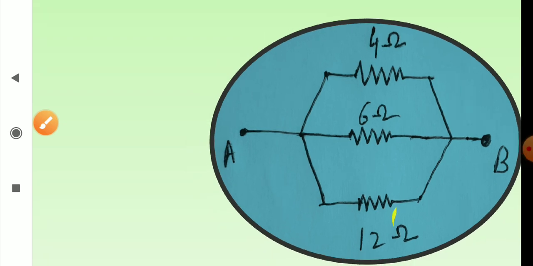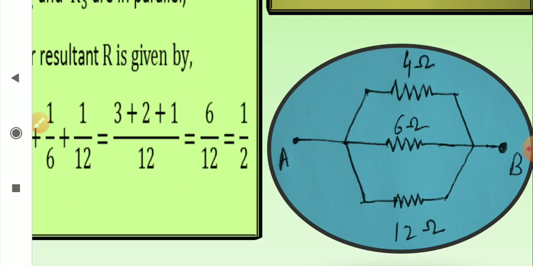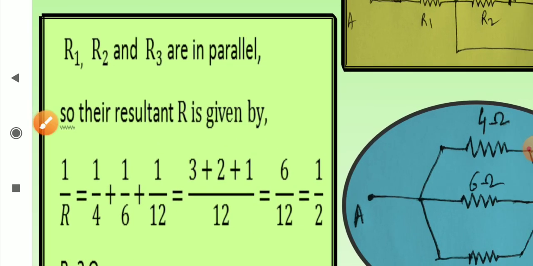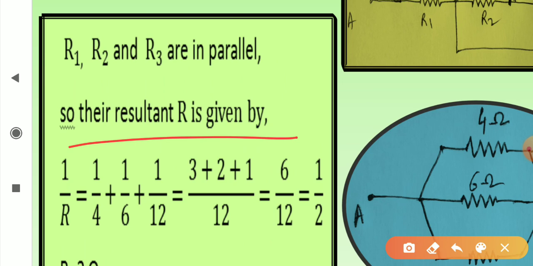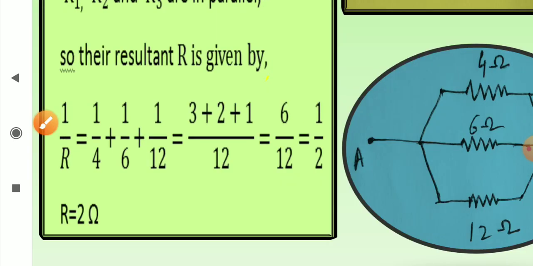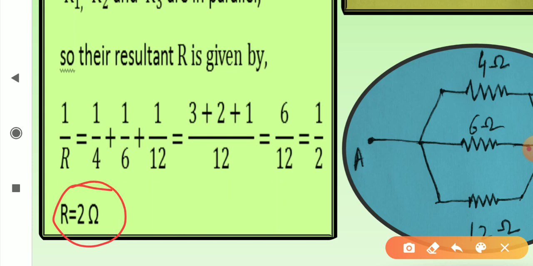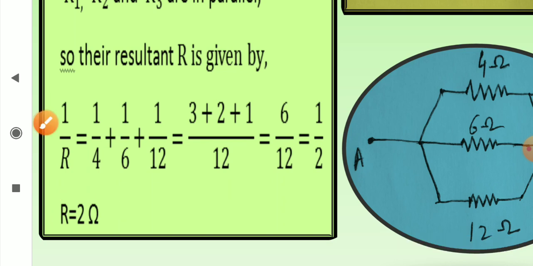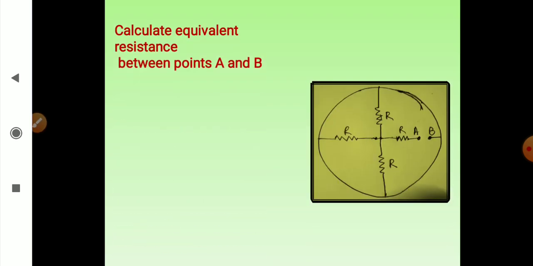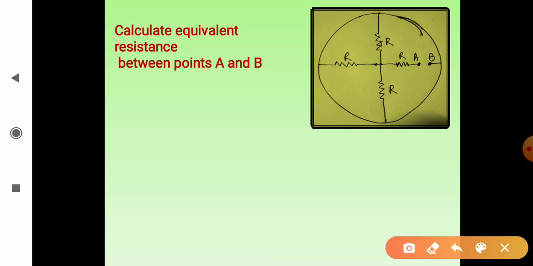And once you understand how to make the equivalent circuit, the solution is not a problem at all. See, R1, R2, R3 are in parallel, so their resultant is given by 1 upon R is equal to 1 upon 4 plus 1 upon 6 plus 1 upon 12. Take LCM as 12, and the numerator is going to be 6 upon 12 or 1 upon 2, and the equivalent resistance becomes 2 ohm. Okay, so you have to learn to draw the equivalent circuit. That is the most important point. Now here comes another problem like this only.